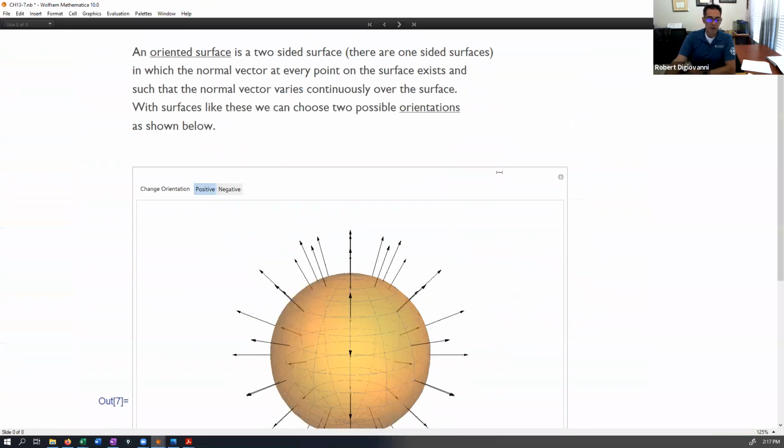Okay, before we can do that, we have to give a couple of definitions. An oriented surface. So an oriented surface is a two-sided surface. And I say two-sided surface because there are examples of surfaces that don't have two sides. Has anyone ever heard of a surface that doesn't have two sides? Anyone ever seen a surface with only one side? Like a Mobius strip. Yeah, the Mobius strip.